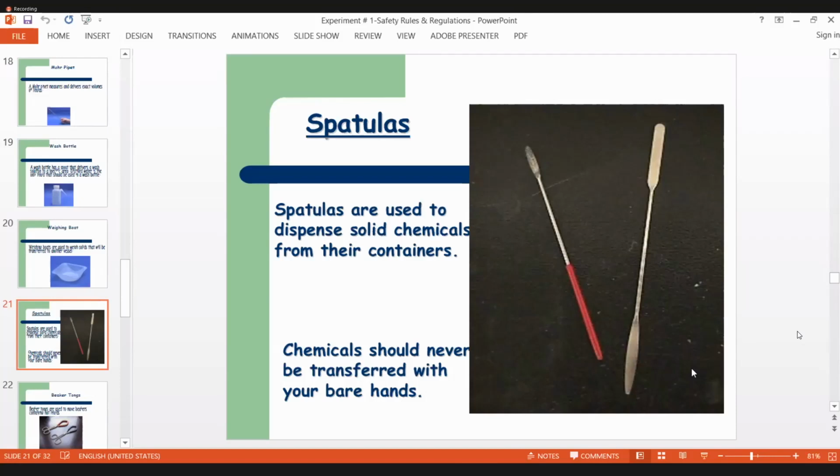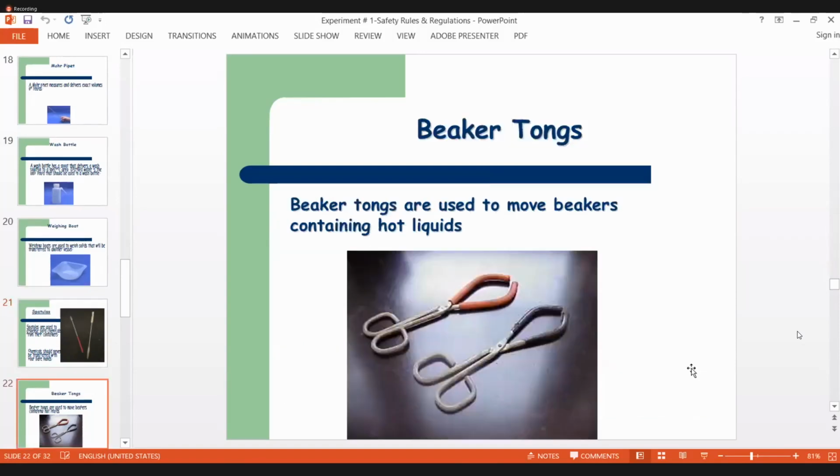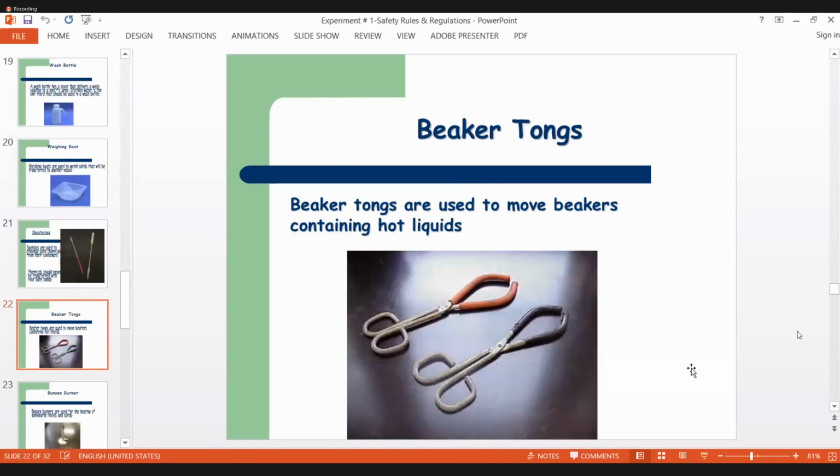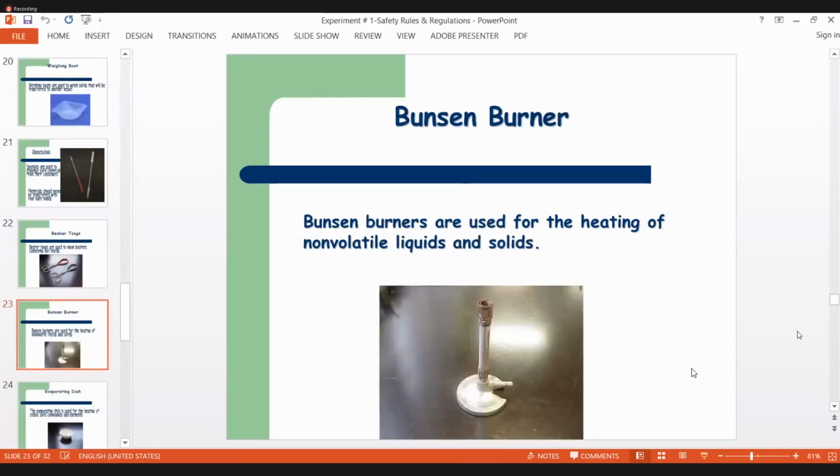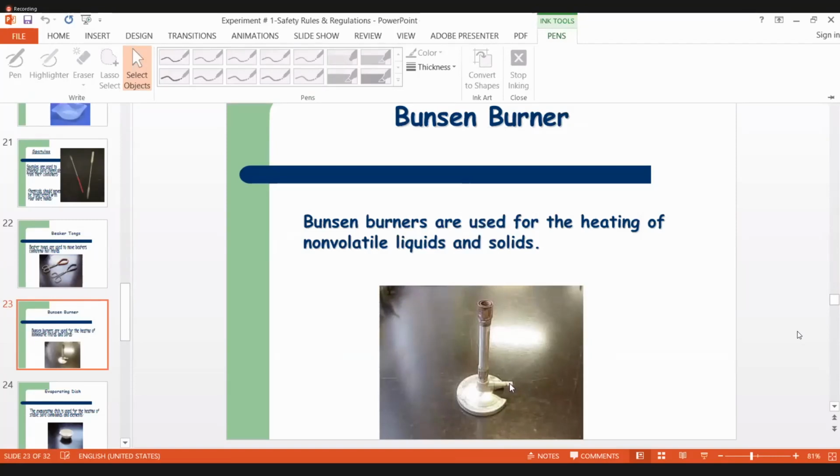Spatula. It is just like a spoon. If you want to take any chemical from anywhere, you can use this spatula and put it into the container to start the reaction. Beaker tongs, because sometimes you put the beaker on the hot plate and it is very hot, so you can use these beaker tongs. All right. Bunsen burner. It is connected to the gas, and the gas is coming through here from the wall.